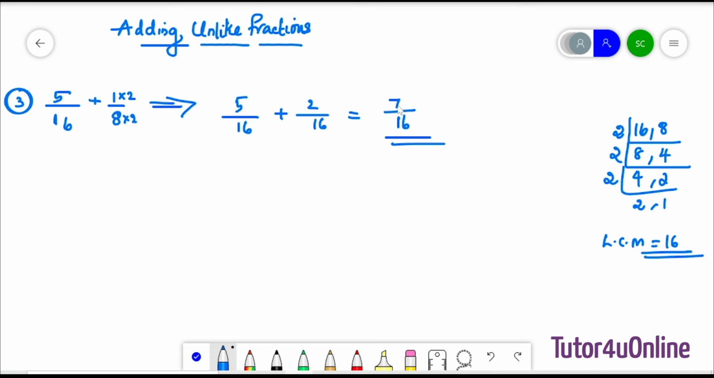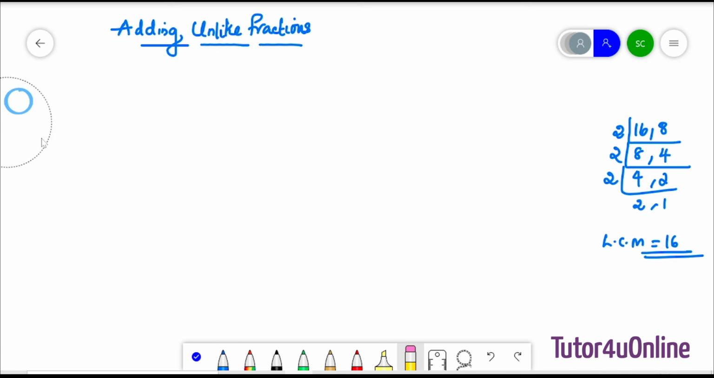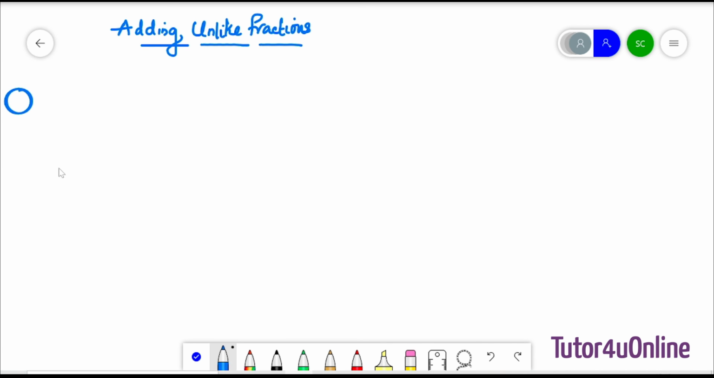This is also a proper fraction, so you need not make any change. Now you can see that the question was an unlike fraction. We converted that unlike fraction into a like fraction, then we added it. Now take another example, the fourth example: 4 by 5 plus 3 by 25. So this is an unlike fraction because the denominators are different.